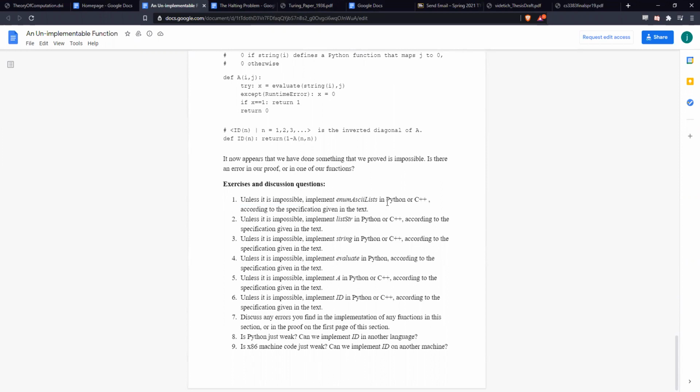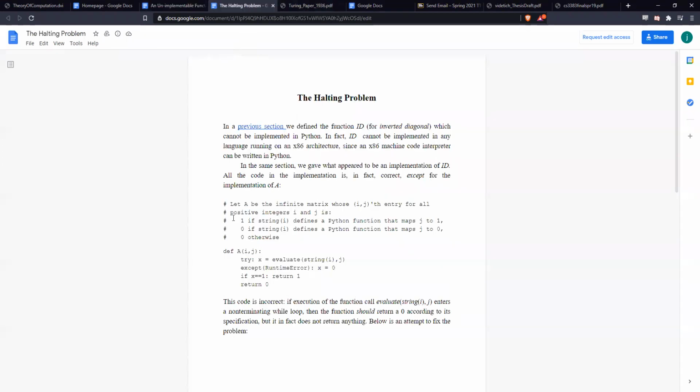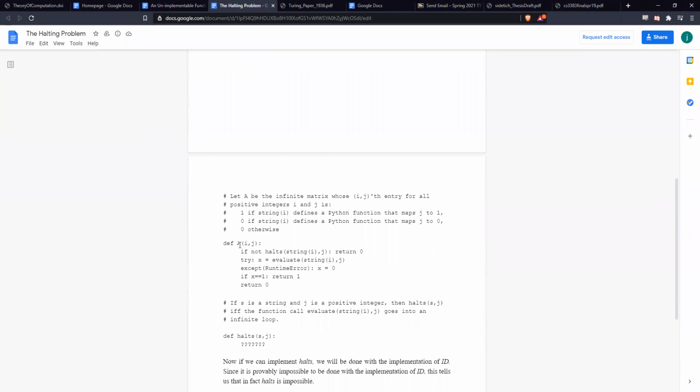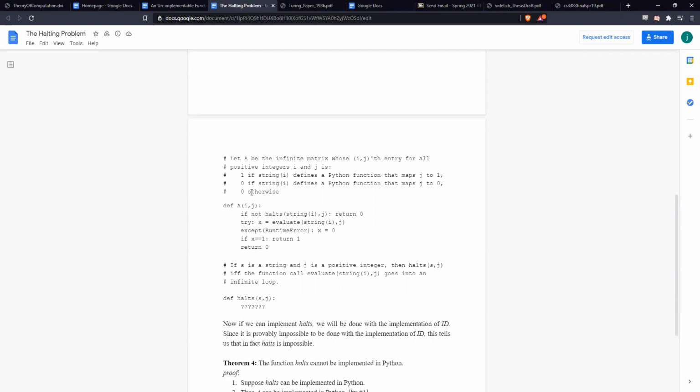well, actually that's not true. Here's the solution. The A function is where something's not correct. Here is what it should look like. So the A function is the infinite matrix whose i, jth entry for all positive integers is going to be 1 if there is a Python function that maps j to 1. It's going to be 0 otherwise.